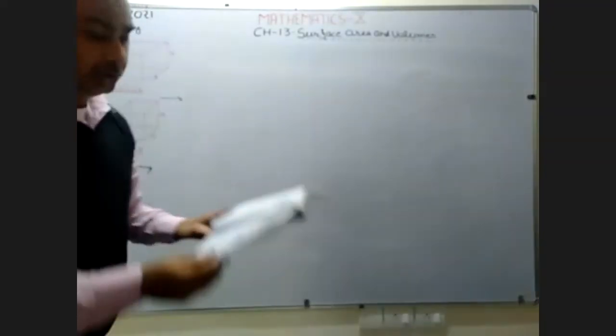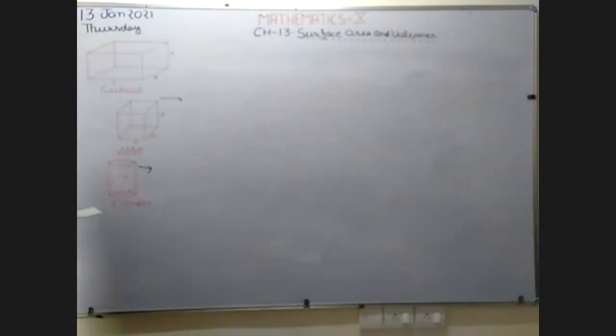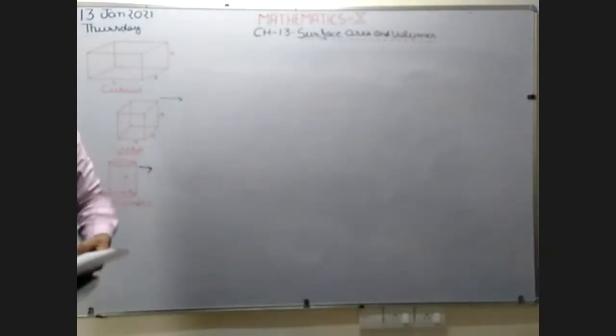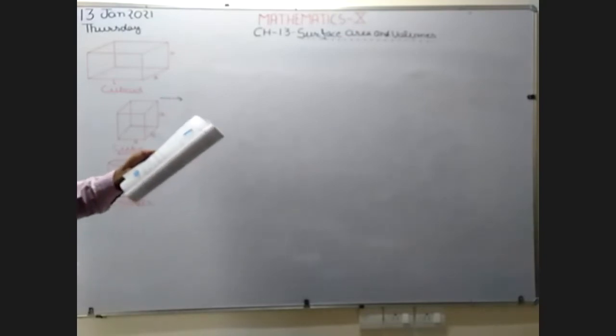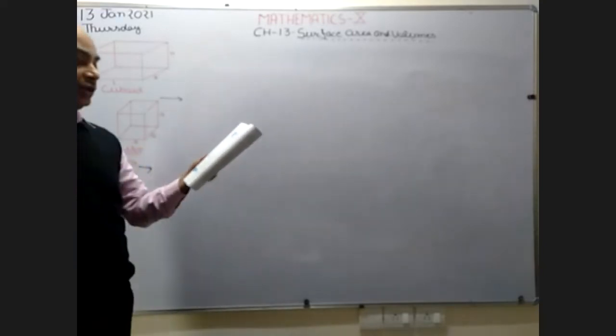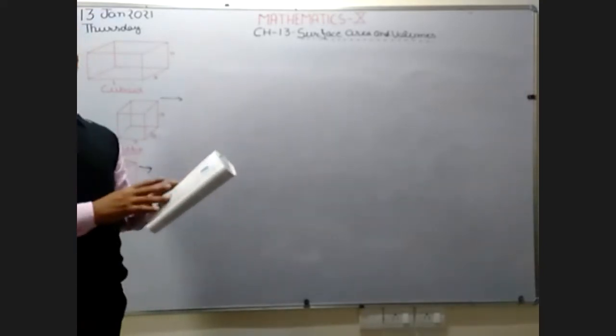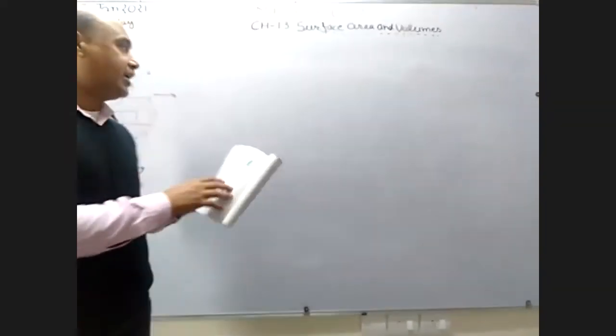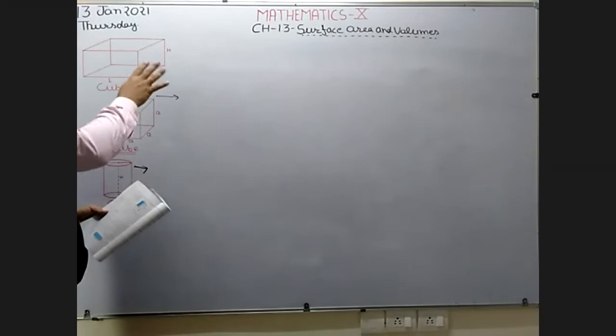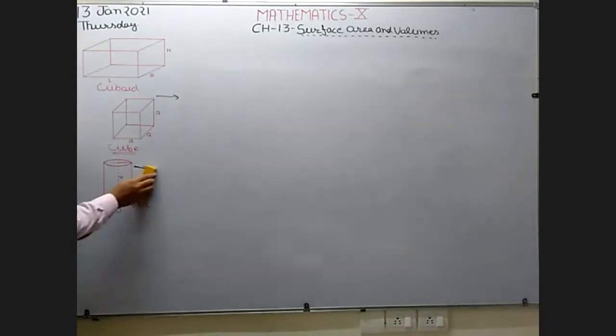Check this first question of this exercise 13.1. What is given? See, two cubes each of volume 64 centimeter cube are joined end to end. Now in this question, two cubes are there. We're going to join them end to end. After joining end to end, a new figure is there. They're going to form a new figure.